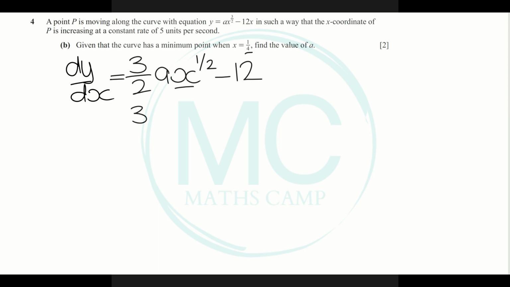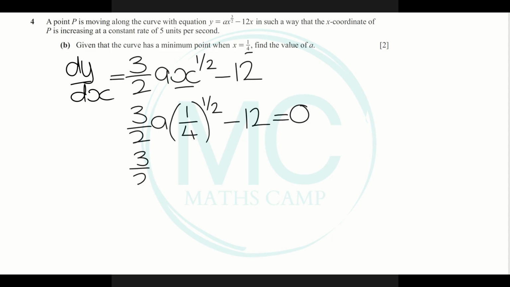So we can say 3/2 multiplied by a. Let's substitute 1/4 into x, the exponent of 1/2, minus 12 is equal to 0. And now we can solve for a. We can say 3/2 a. An exponent of 1/2 is a square root, and the square root of 1/4 is 1/2. You can say 1/2, close the bracket, and let's move our 12 to the right. So this becomes equal to 12.